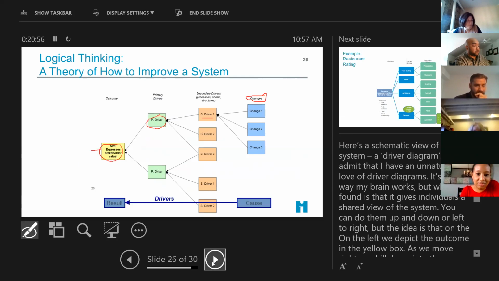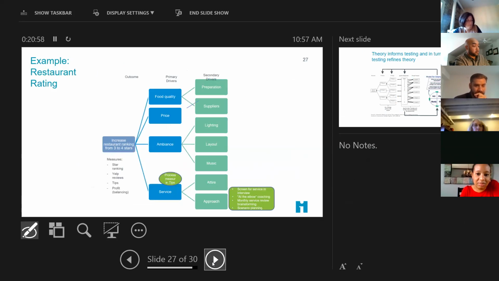So let me just give you an example. I have aspirations to open a restaurant someday. I go to restaurants and I get a meal and I'm like, oh, that's so good. I wonder if I should put that in my restaurant someday, right? So I, of course, had to create a driver diagram to say what would it take. So if I was really thinking about how do I increase my restaurant ranking from 3 to 4 stars, so this is actually my aim right here, right?